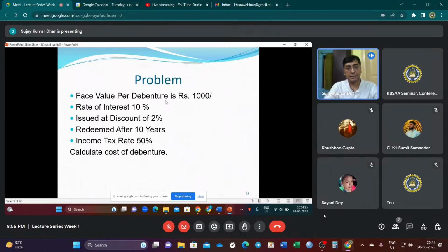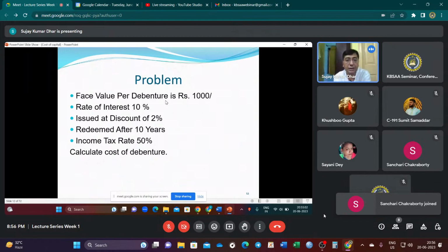No. Next problem. Face value per debenture is 1000. Rate of interest 10%. Issued at a discount of 2%. Redeemed after 10 years. Income tax rate 50%. Calculate the cost of debenture. What will be the purchase price? Issued at 2% discount. What is the face value? 1000. 2% of 1000 is 20 rupees. That means purchase price is 980.